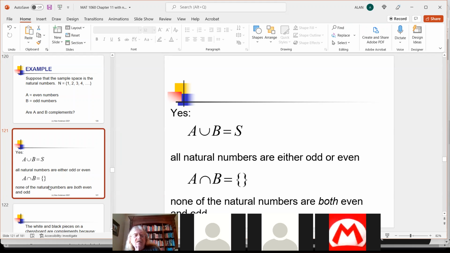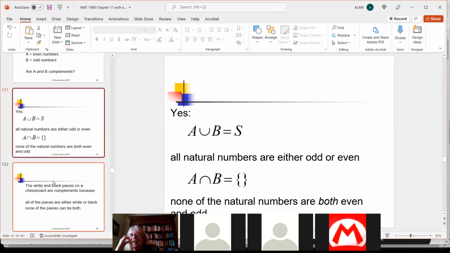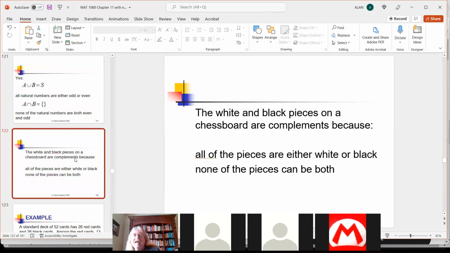Excellent. So another example is the white and the black pieces on a chessboard. Same thinking. All the pieces have to be either white or black, but none of them can be both. That's why they're complements. Now, I'm about to show you an example of two events that are not complements. I want you to see what happens in that case.